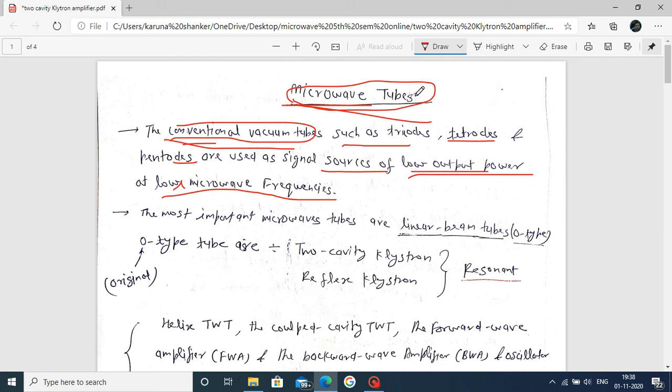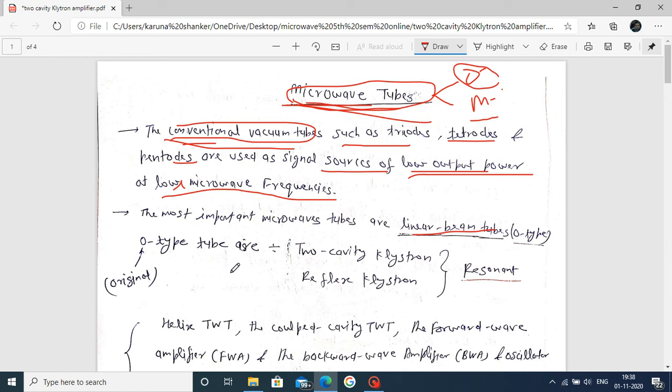Microwave tubes are of two types. One is the O-type tubes and the next one is the M-type tubes. Here your lecture is on the basis of O-type tubes. O-type tubes are also called linear beam tubes, and the M-type tubes are also called cross field tubes. Now we focus on the linear beam tubes, which are one of the microwave tubes.